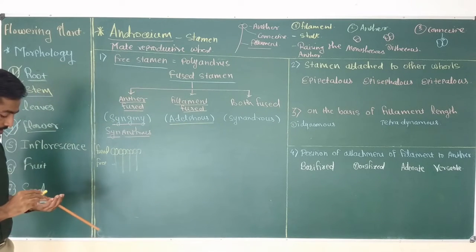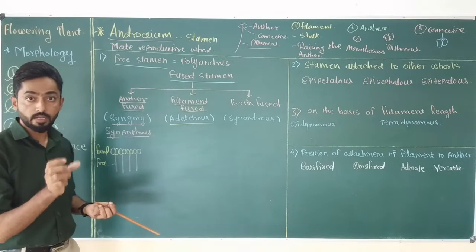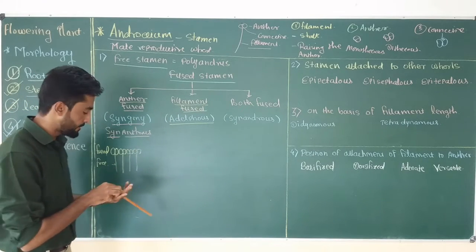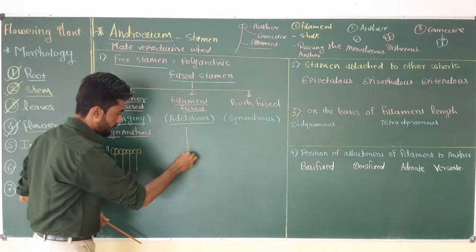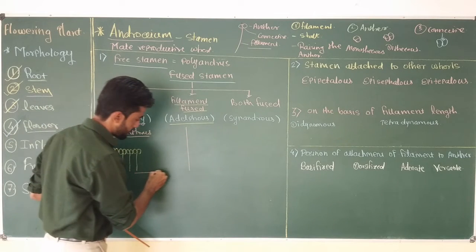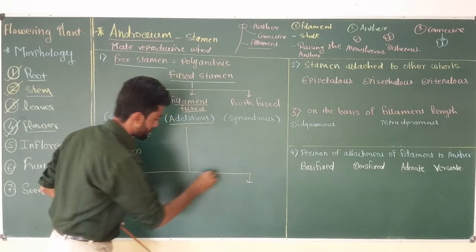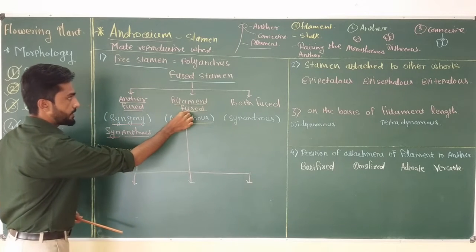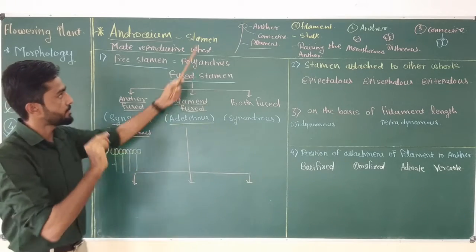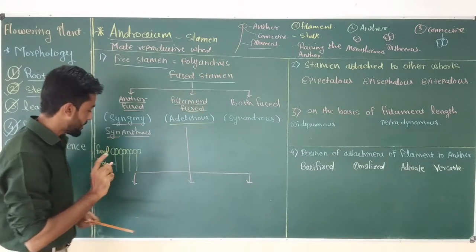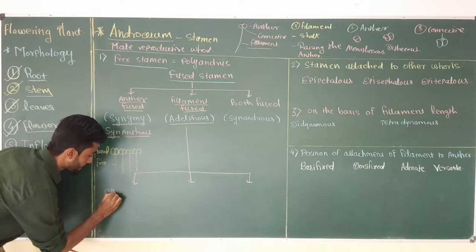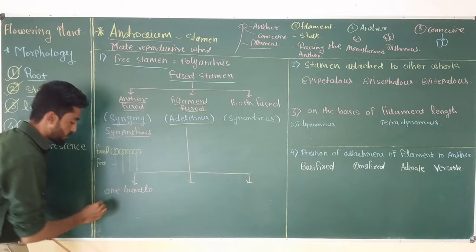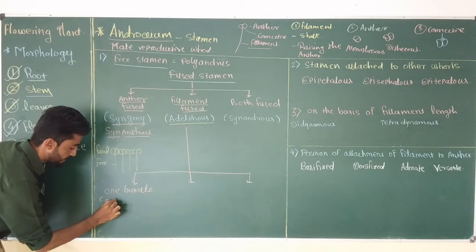Okay, and depending upon the bundles of the filament produced due to the fusion, there are three different types of flower. If due to fusion of the filaments of the stamen only one bundle is produced, then it is called monoadelphous condition.